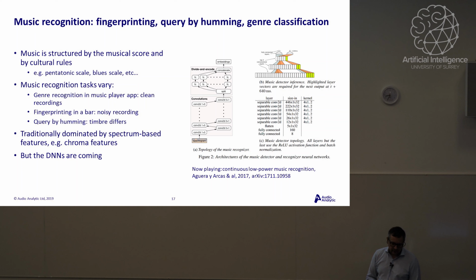Music recognition was traditionally dominated by spectrum-based features, for example the chroma features, which locate the filters that you use for analysis where the notes should be, and exploit these harmonic and cultural rules about music. But again, the DNNs are coming. This is an example, an article from Google, Now Playing: Continuous Low-Power Music Recognition, where they trained an end-to-end DNN to do music detection, not using the traditional spectrum-based fingerprinting techniques anymore, using a stack of 2D convolutions and a few other layers to achieve flattening and full connection for the final decision. So again, that's an example of software 2.0 for music detection.